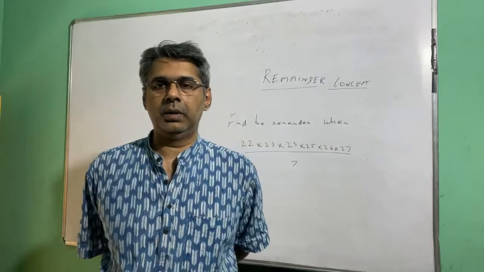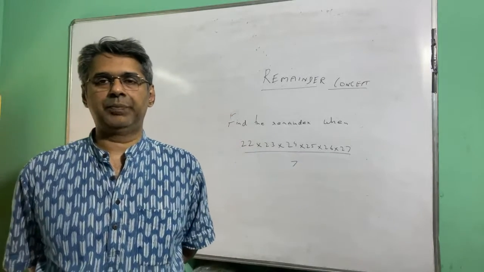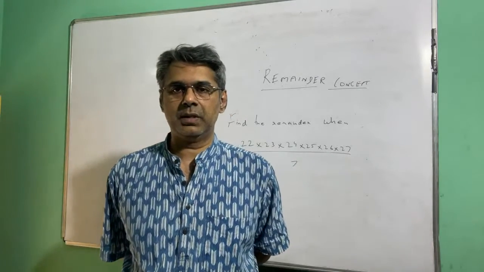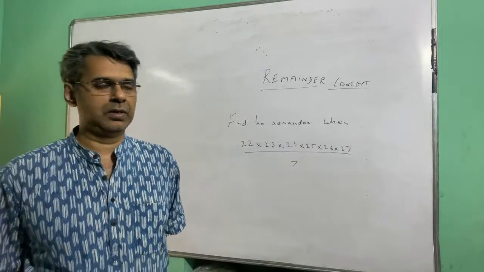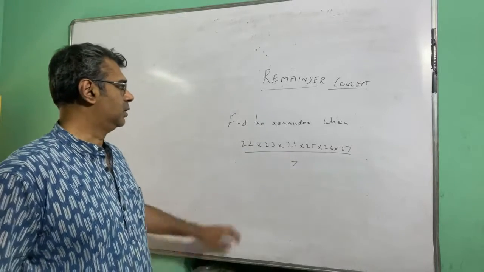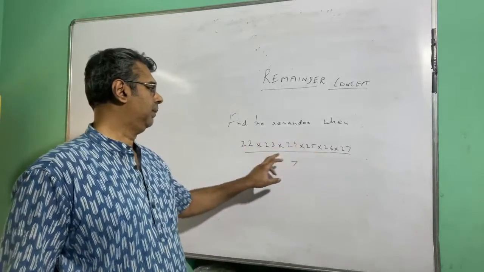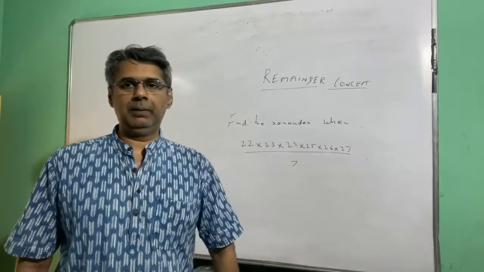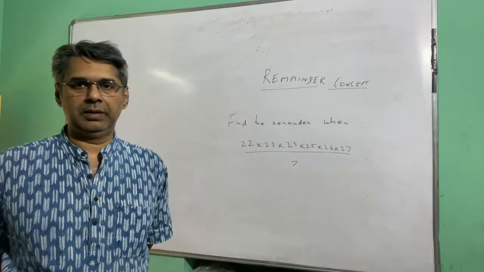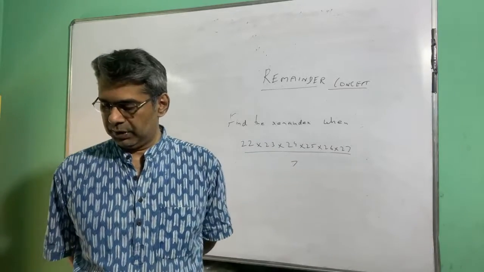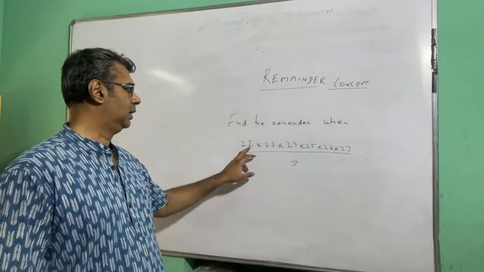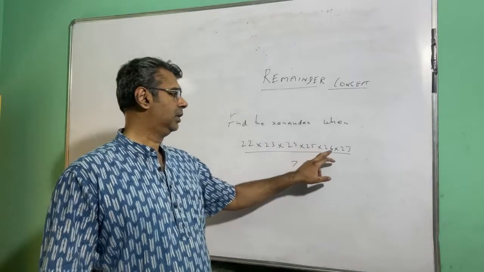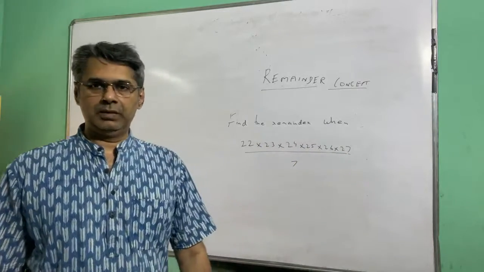We are going to do the remainder concept, the name of the chapter is number systems, and the topic is remainder concept. So the question is, find the remainder when 22 into 23 into 24 into 25 into 26 into 27 is divided by 7. We are going to try and solve this question.